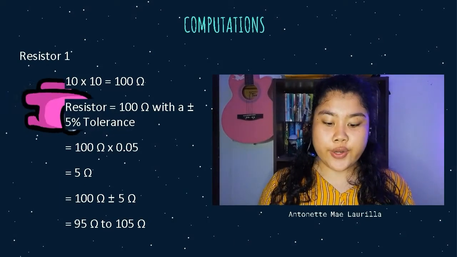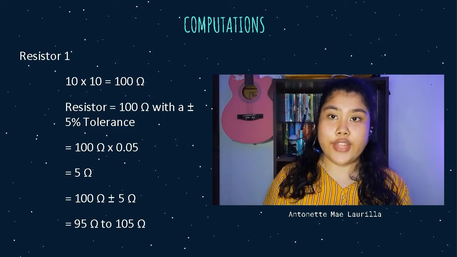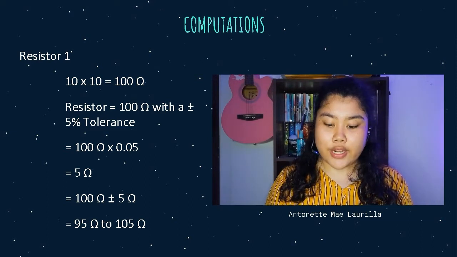For the computations, resistor 1: the first band brown has the value of 1, the second band black has the value of 0, and the third band brown as the multiplier has the value of 10. Thus, 10 times 10 is equal to 100 ohms with plus minus 5% tolerance.